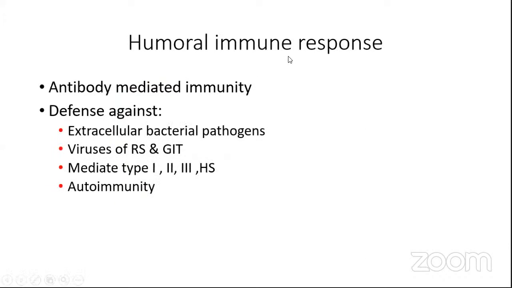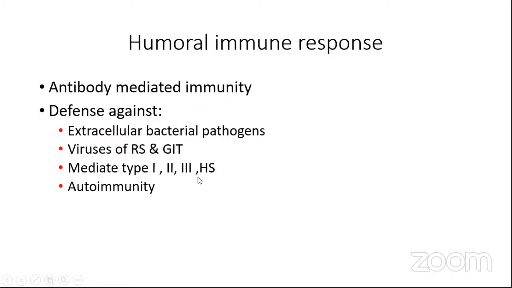Then coming to immune response, based upon the cells involved, you have humoral immune response or cell mediated immune response. Humoral immune response is called so because it is mainly antibody mediated, and the antibodies are present in the blood. They mainly produce defense against extracellular bacterial pathogens and viruses of the respiratory and GI tract, and they mediate type 1, type 2, and type 3 hypersensitivity.